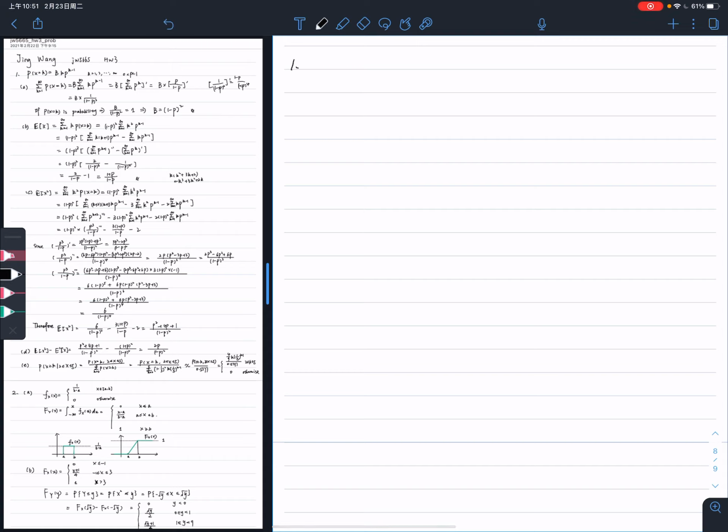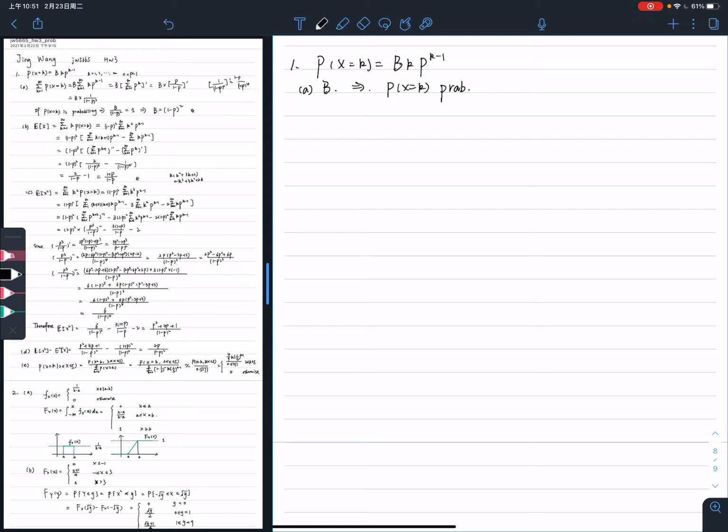Hello everyone, this is the solution for problem 1 in homework 3. Firstly, we know that the probability density function of a variable x is P(X=k) = b times k times p to the power of k minus 1. So firstly, we want to find the b such that P(X=k) is a probability mass function.